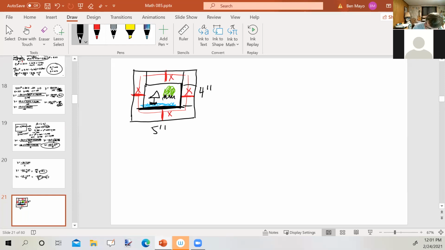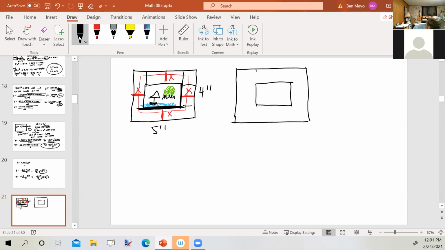Okay, let me draw a new picture because I've got too much going on there. So what we know is from here to here is 5 inches. From here to here is 4 inches. Okay. The uniform width is x. So that means this distance is x, this distance is x, this distance is x, this distance is x. So what's this entire side? It would be 2x plus 4.